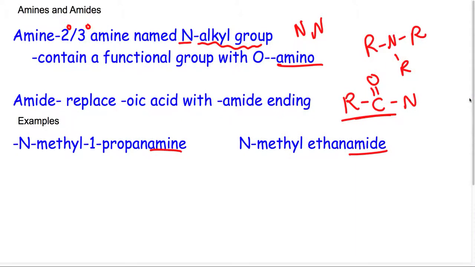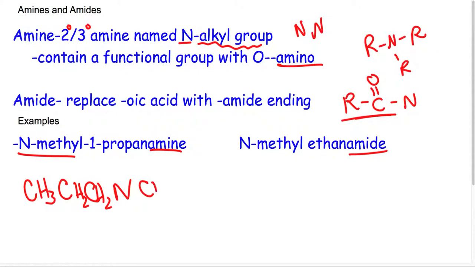So when you say N-methyl-1-propanamine, I have prop, which is going to be 3. And I have a 1, which means off of that first one, I have an N. I'm going to fill in the rest of these, CH3, CH2, CH2, and off of the nitrogen, I have a methyl group, which is going to be CH3.